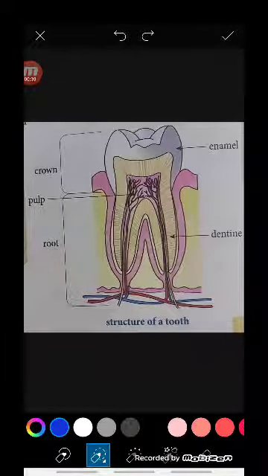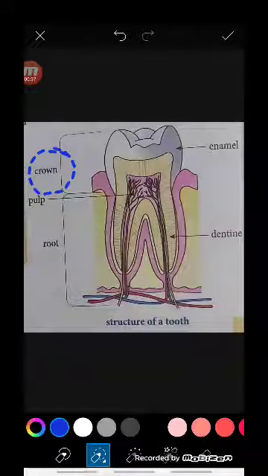Today, we will study about the structure of a tooth. Now, as you can see in the picture, there is a diagram of a tooth. The first thing you need to note down is the crown. This crown is the part of the tooth which we can see.